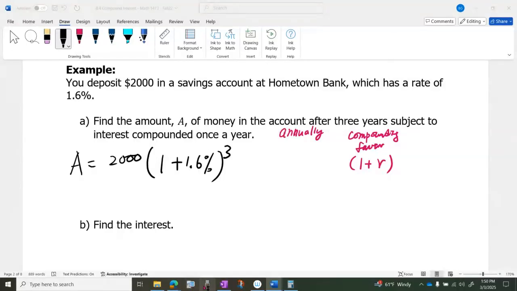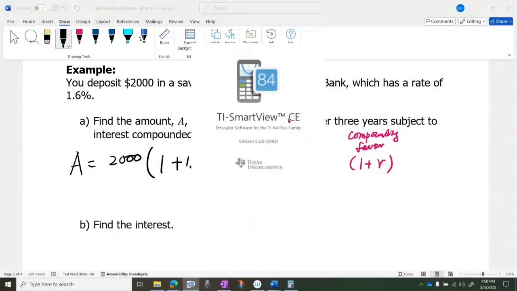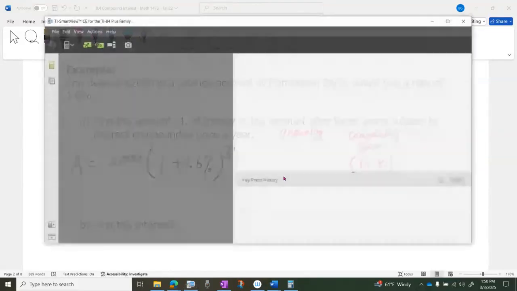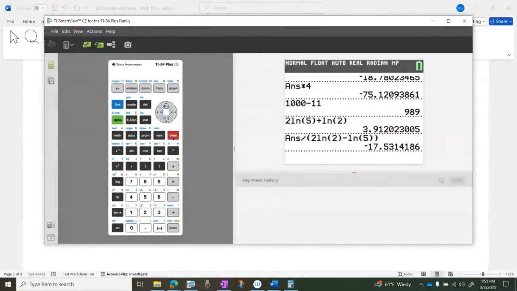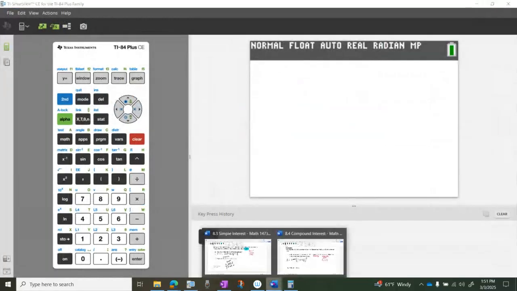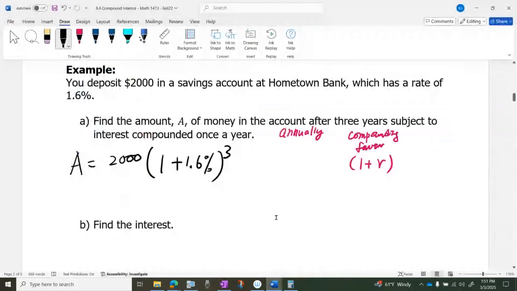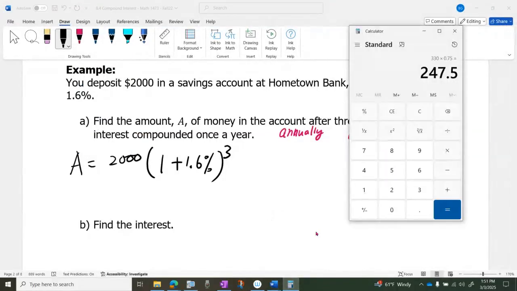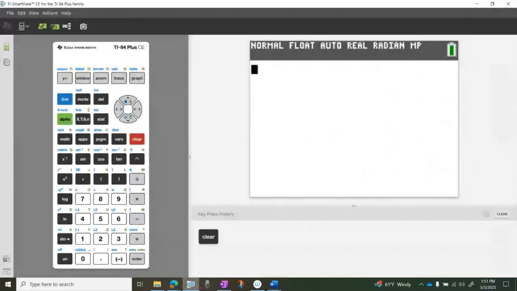Now I'm going to get a TI-84 calculator. Some of you might already have it. Let me show you how cool it is. On the TI-84 calculator, we can just enter the whole expression. Let me clear this one. I need to remember the numbers. Original principal 2,000, 3 years, annual interest rate 1.6%. This is a simple calculator.